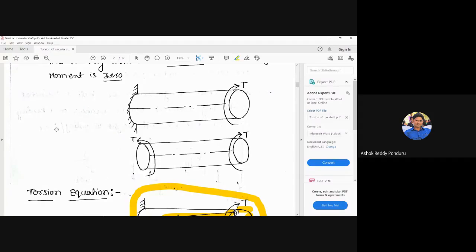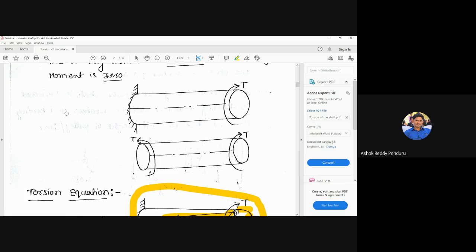I am considering one more shaft. The length is 10 meters, but the same amount of torque is applied on it. In such a case, the torsional stiffness is not constant, because here the length is 5 meters, whereas there the length is 10 meters. If the length increases, then the torsional stiffness decreases, because those are inversely proportional.